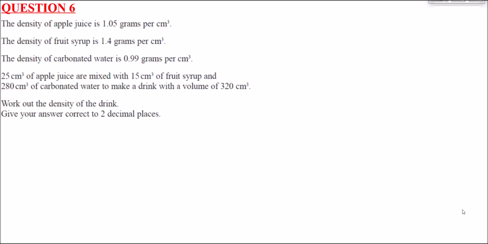Question 6, we've got an awful lot of information to tackle. The second word is density though, so we know it's going to relate to density, mass and volume. So this is a formula you need to know. The first thing we need to consider is that we're needing to work out the density overall of a drink, which is a mixture of different things. This drink is going to include apple juice, fruit syrup and carbonated water. So there's 3 different components to be considering here.